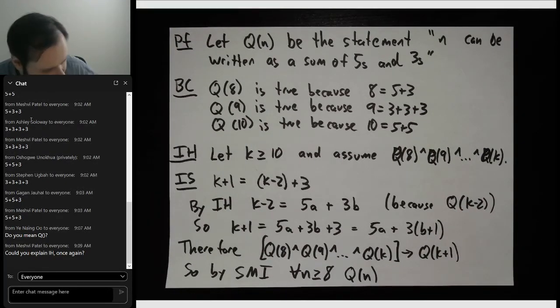Okay, so this is strong mathematical induction. We get to assume more than regular mathematical induction in our induction hypothesis. We get a stronger induction hypothesis, more information.